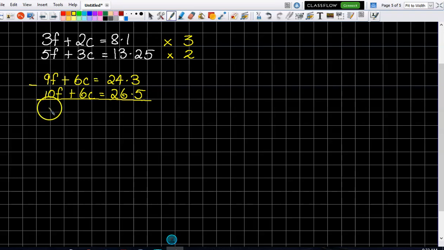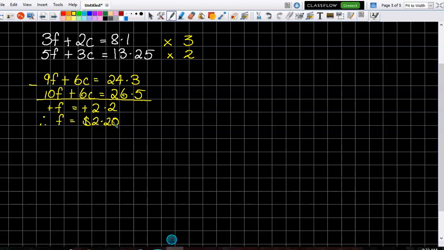So, 9f take 10f is minus 1f. The c's disappear. 24.3 take 26.5 is minus 2.2. What happens to the negatives? Yep, they just cancel out. And I'll be honest with you, when I see this, I actually go bottom, take top. I don't even have the negatives. Anyway, they've gone. So therefore, our fish is costing us $2.20. If that's whiting, that's a bargain.